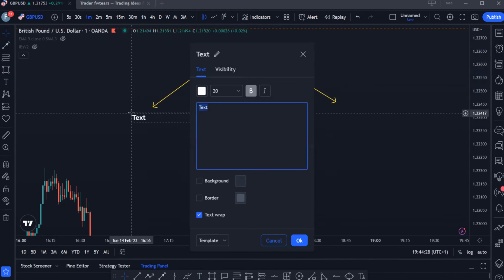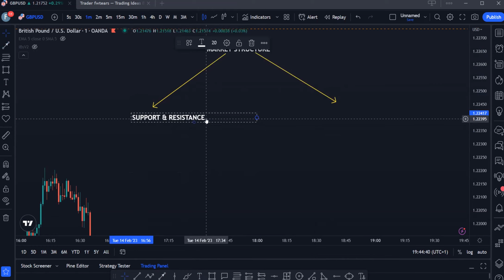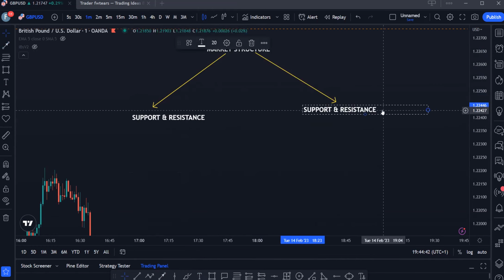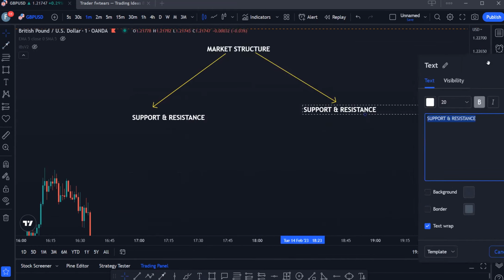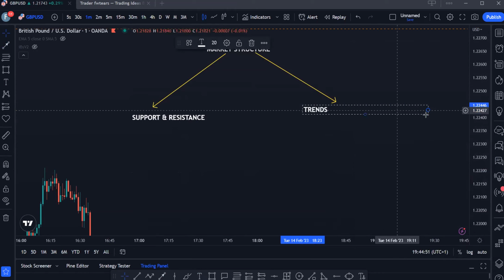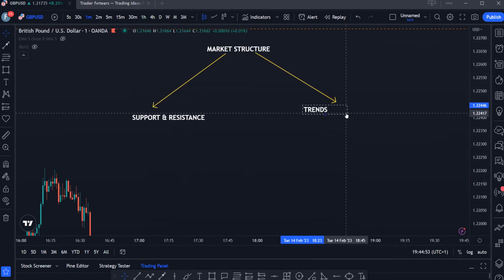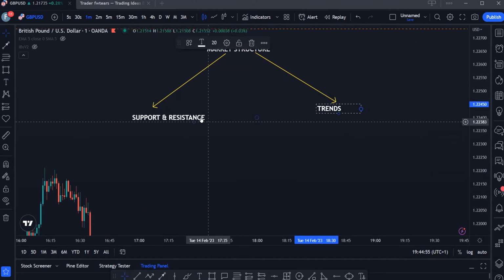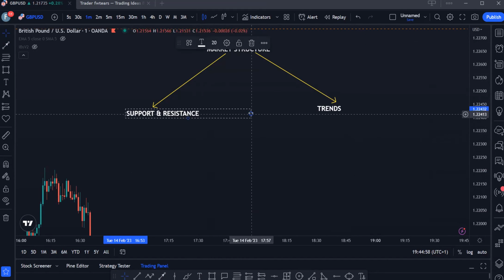I'm going to talk about support and resistance. And then I'm going to talk about trends. Okay. So these are the two aspects of market structure that we are going to deal with in this beginner's workshop. And today we are only going to look at support and resistance.